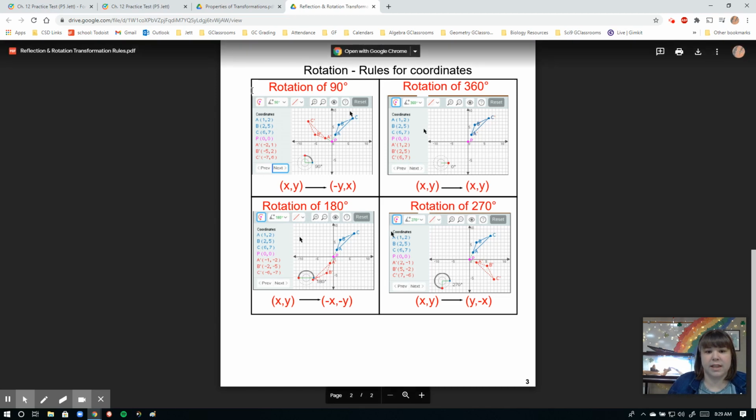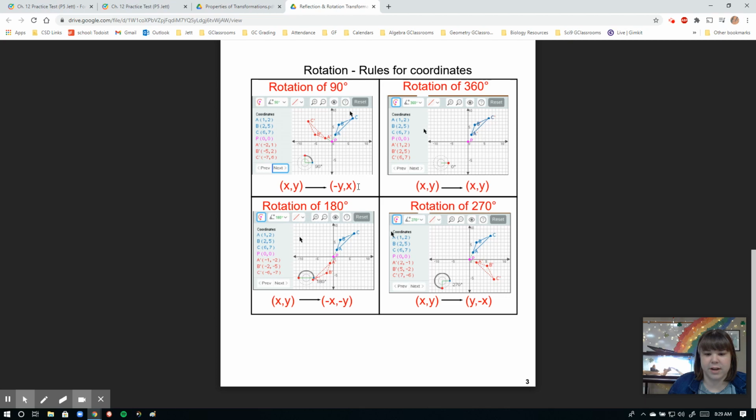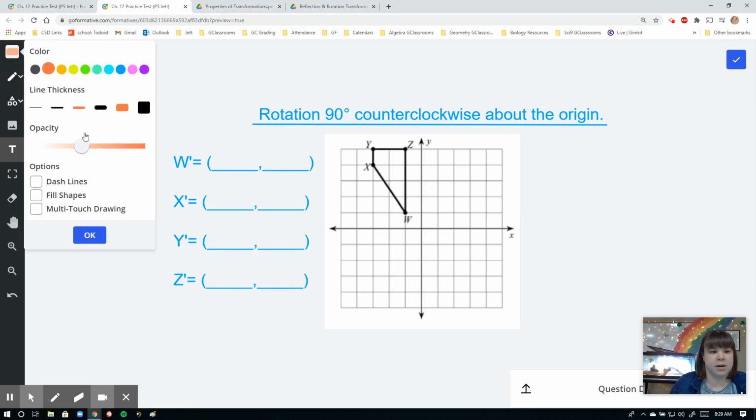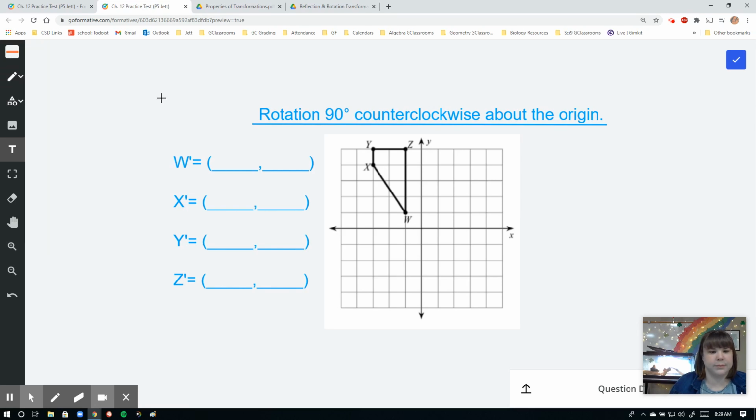So we need to use this rule to do a rotation of 90 degrees. So I'm going to try and copy and paste it, maybe. There we go. And then I'm going to go back to my Go Formative, and I'm going to paste the rule in there so we can follow it. So there's our rule. So we need to take that X and Y, and we need to flip them, and then we need to make the Y value the opposite sign, okay?